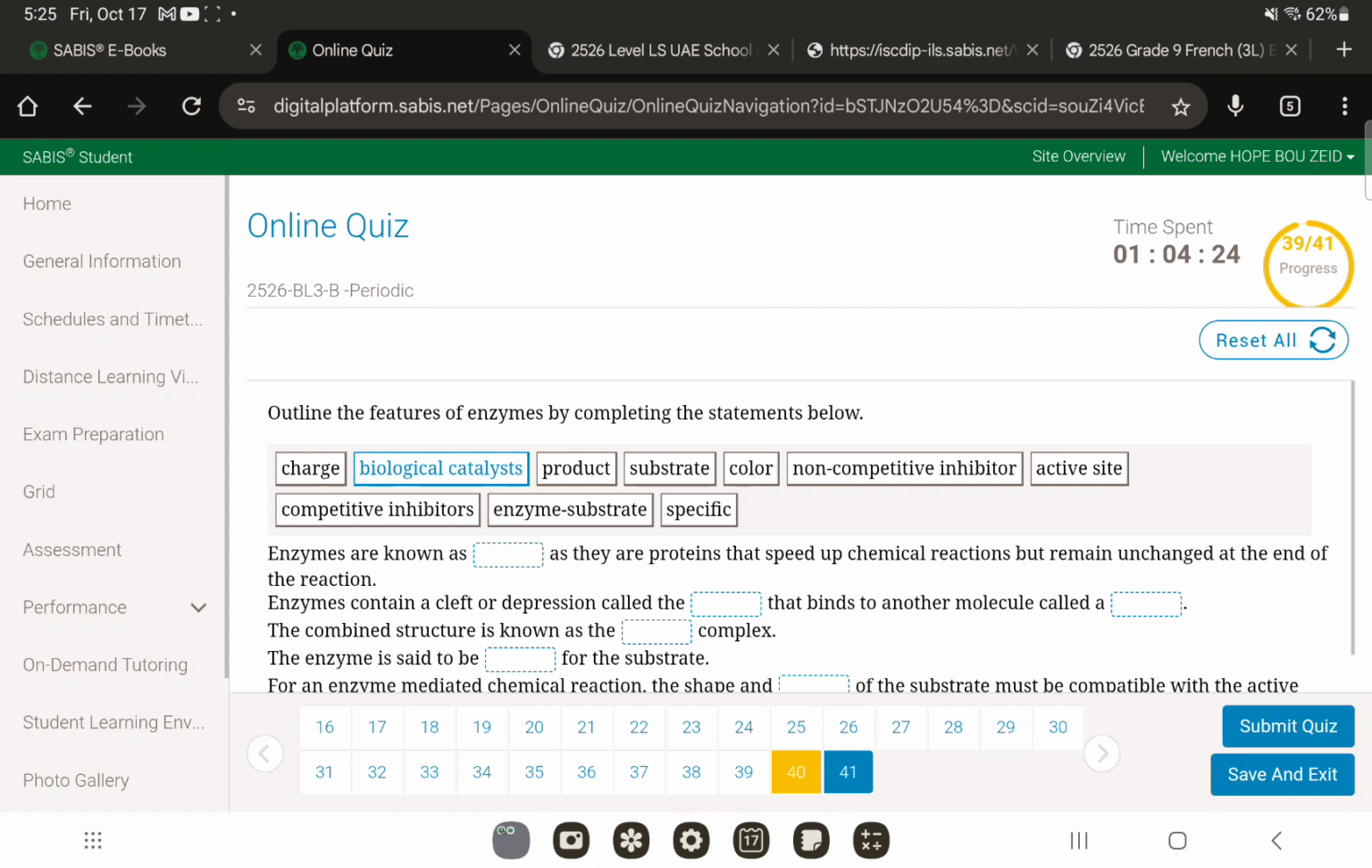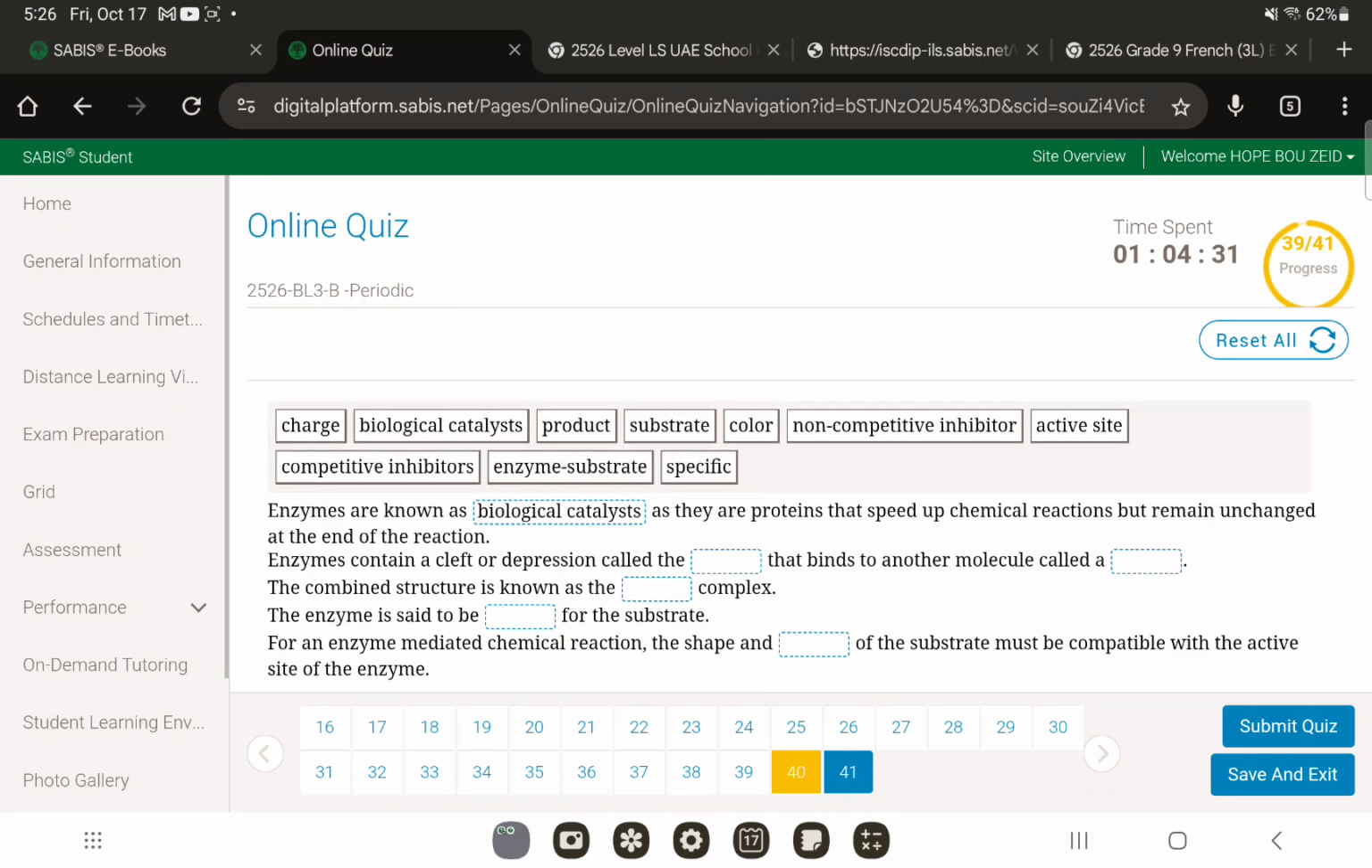Enzymes are known as biological catalysts as they're proteins that speed up chemical reactions but remain unchanged at the end of the reaction. Enzymes contain a cleft or depression called the, I think, active site, because it's like the place that binds the other molecule to the actual enzyme itself, the other molecule being the substrate. The combined structure is known as the enzyme substrate complex.